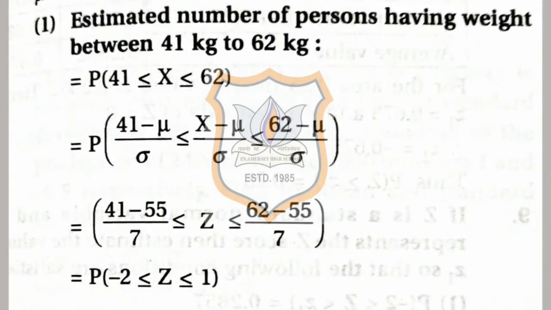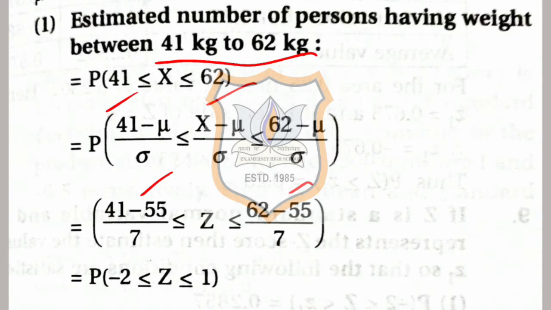So Z will be what? X minus mu upon SD. Here x1 is 41, x2 is 62, and we have to estimate the number of persons having weight between 41 and 62. So let's find the value of Z. 41 minus mu, which is 55, upon SD, which is 7. So we will have 41 minus 55 by 7 less than or equal to Z, and x2 is 62, so 62 minus 55 by 7 is the right extreme value.